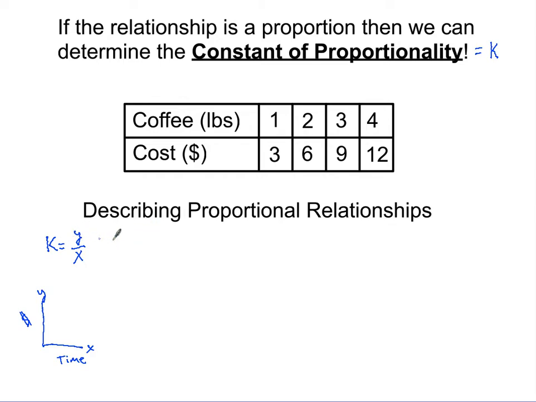So all I have to do is take any one of those. K equals, let's just take this one. Doesn't matter. 6 is the money, 2 is the pounds, and K equals 3 over 1 is what we said earlier to show the ratio, but it's okay to simplify that to 3. So K equals 3. That's our constant of proportionality.